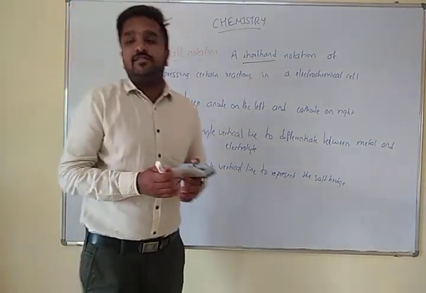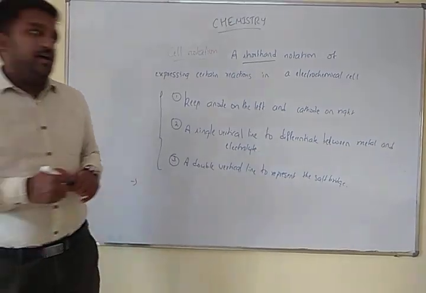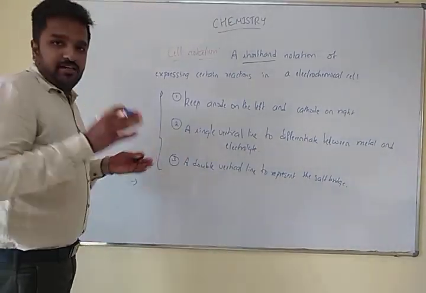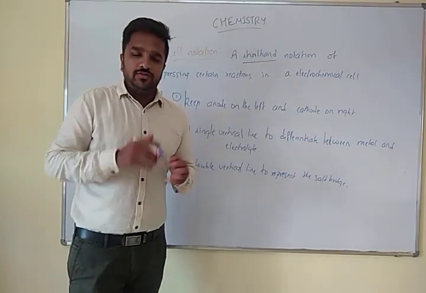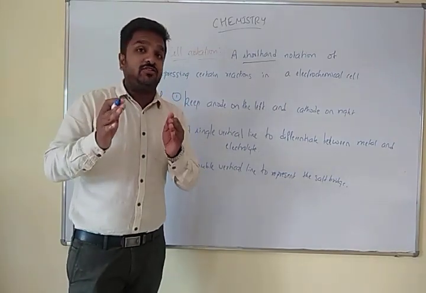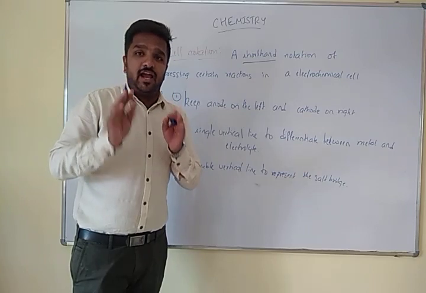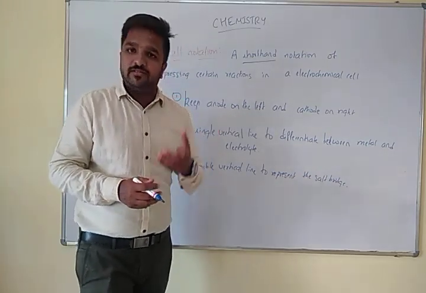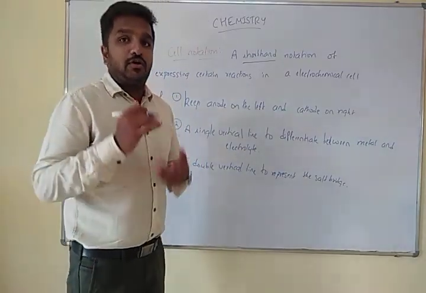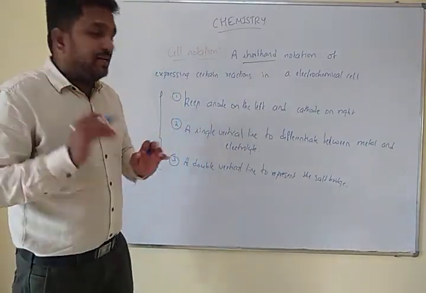Now let us write the cell notation for the Daniell cell. You know that zinc we have taken as anode in Daniell cell and copper we have taken as cathode. So zinc is losing electrons, so it is getting oxidized. That means zinc is the anode over there, whereas copper is gaining electrons, so that means copper is getting reduced. So copper acts as cathode in the Daniell cell.